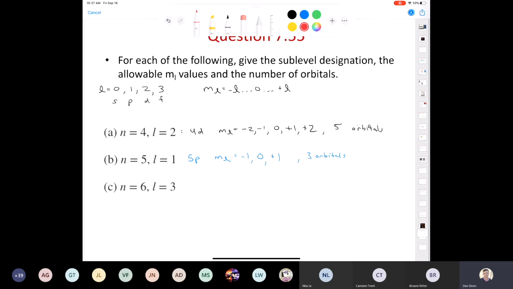The next one we have n is equal to 6, and we have L is equal to 3, so that's a 6f orbital. My values of ML will be -3, -2, -1, 0, +1, +2, and +3. That's a total of 7 orbitals when you add them all up. So we have 7 orbitals.